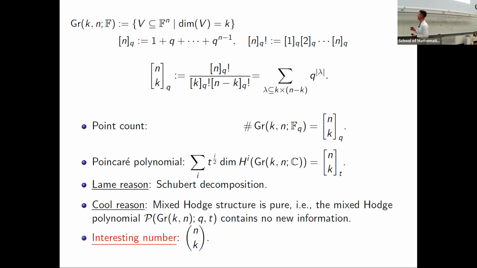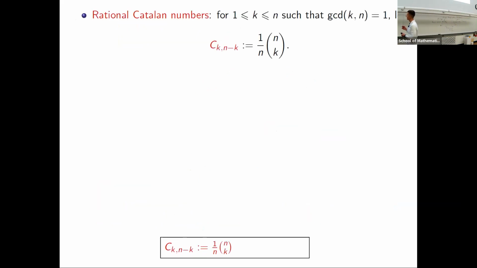The Catalan numbers. Of course, you all know them, but let me define something slightly more general. These rational Catalan numbers are defined as follows. You choose two integers k and n, which are coprime, and then the Catalan number is just the ratio of a binomial coefficient divided by n.